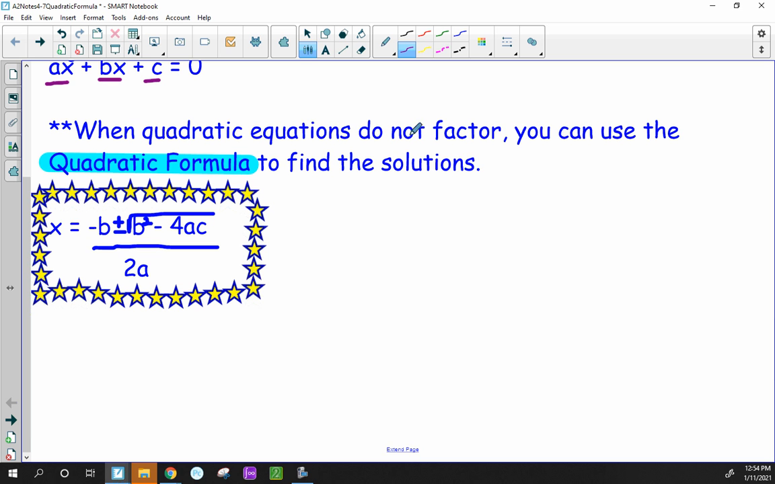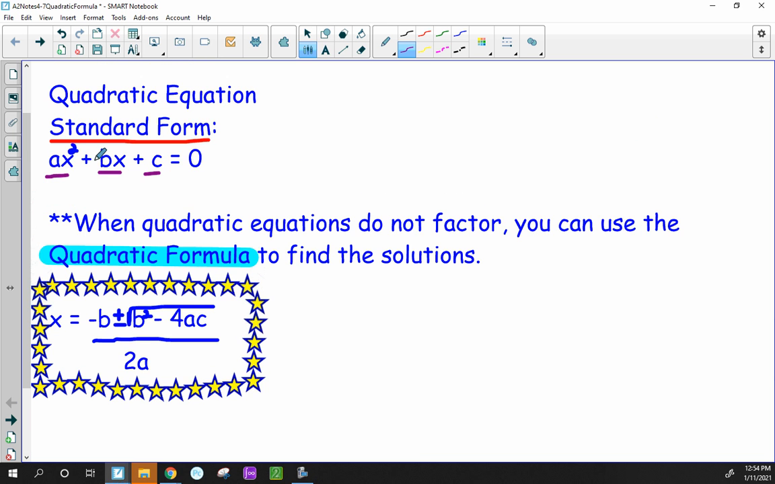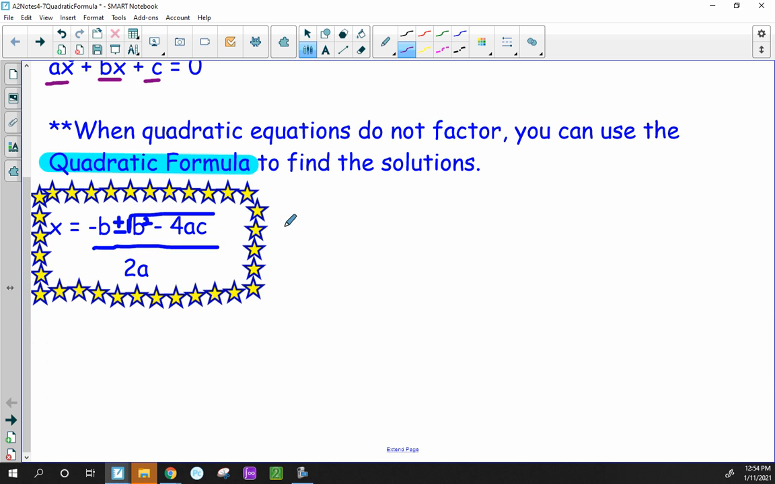Sometimes quadratic equations cannot factor. You'll try and there won't be a GCF, or it won't be a difference of squares or trinomial, or any of the other methods we've learned in the past. And so we have to have a way to solve those types of equations, and that's where the quadratic formula comes into play. This formula will work no matter what type of equation, as long as it's quadratic, whether it factors or not. So that's the nice thing about the formula.